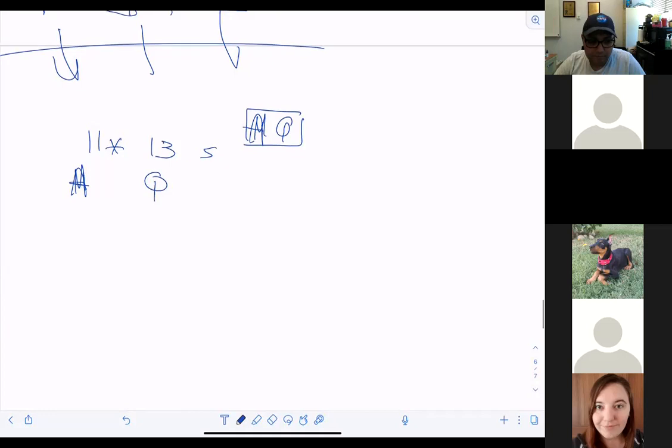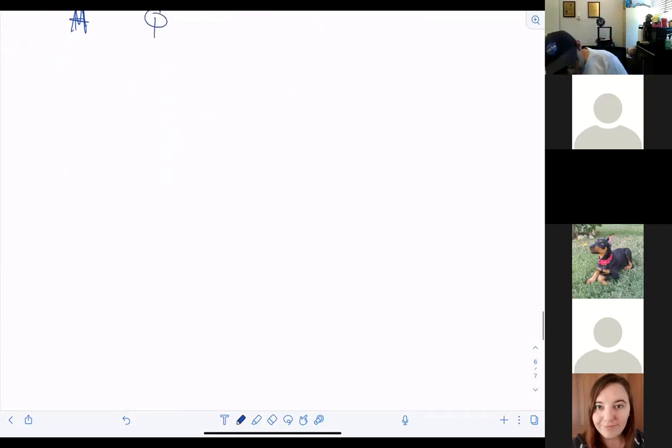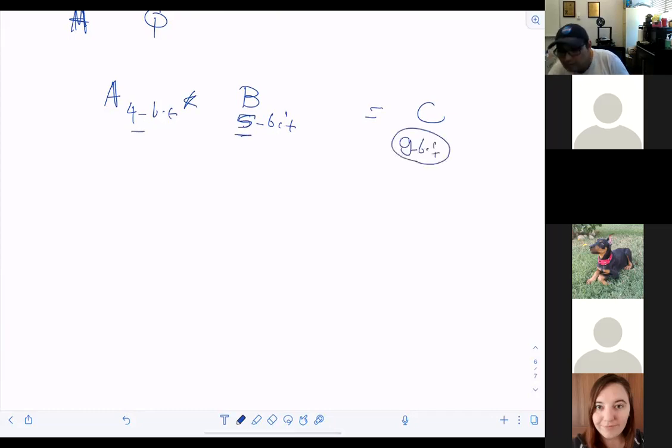Again, imagine A is 4-bit. Imagine B is 5-bit, right? I'm looking for C, which comes out of this multiplication. My question: C will be represented in how many bits? 10-bit? Why 10? 5 plus 4 is going to be 9-bit. Is there such a thing as a 9-bit? I guess there is a 9-bit.